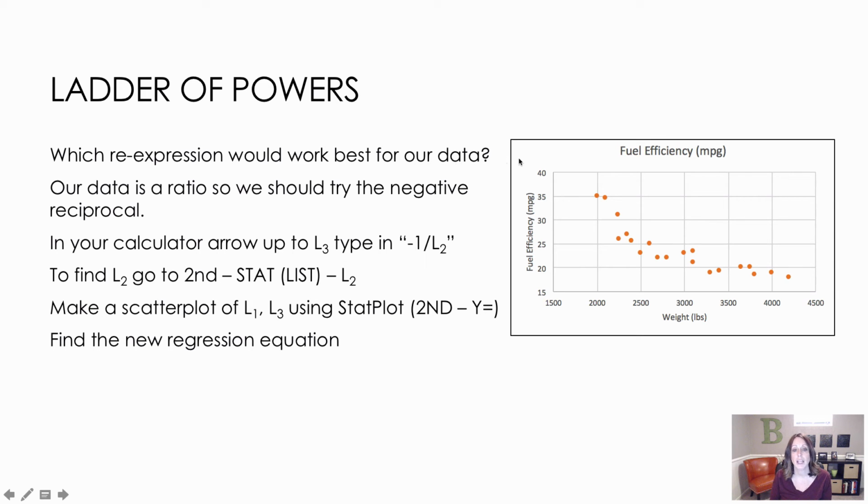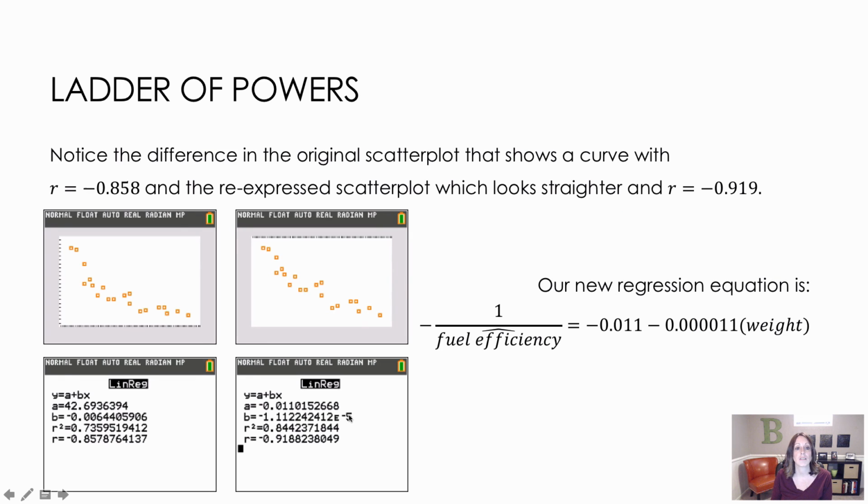We're not going to do that, but this would be my new scatter plot based on, for instance, the negative reciprocal of the data, because it's miles per gallon, negative reciprocal, and I can see that it looks a little bit straighter than it did before. So here was the original and here's the new, and the R value before was negative 0.8578. The R value now is negative 0.9188, and remember that's closer to -1, and therefore it's a stronger model.